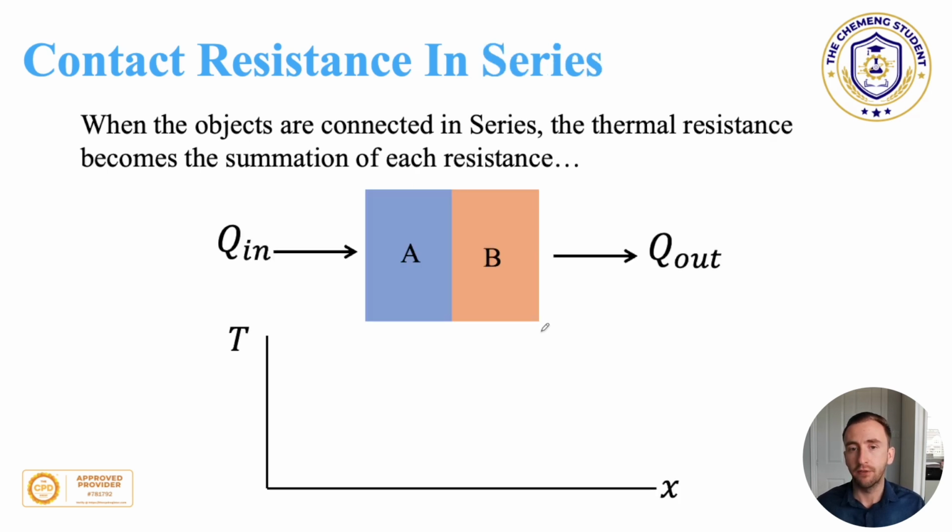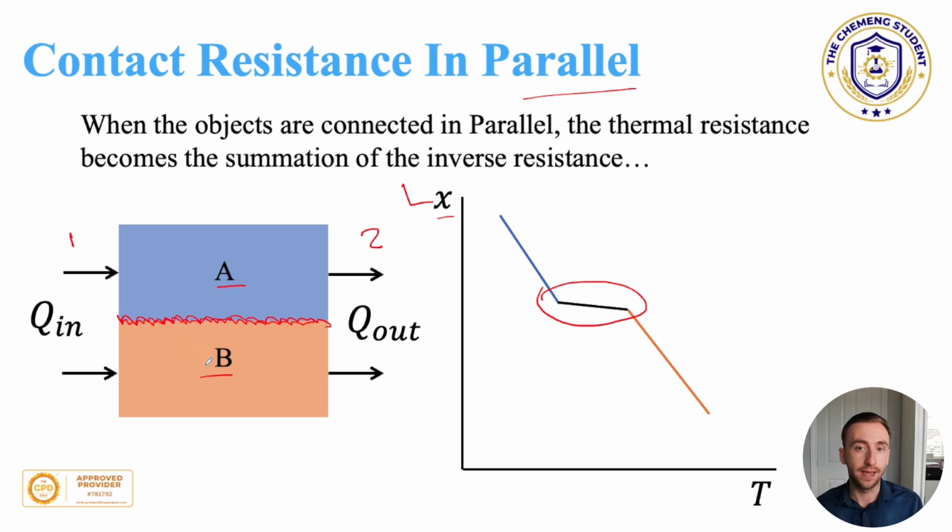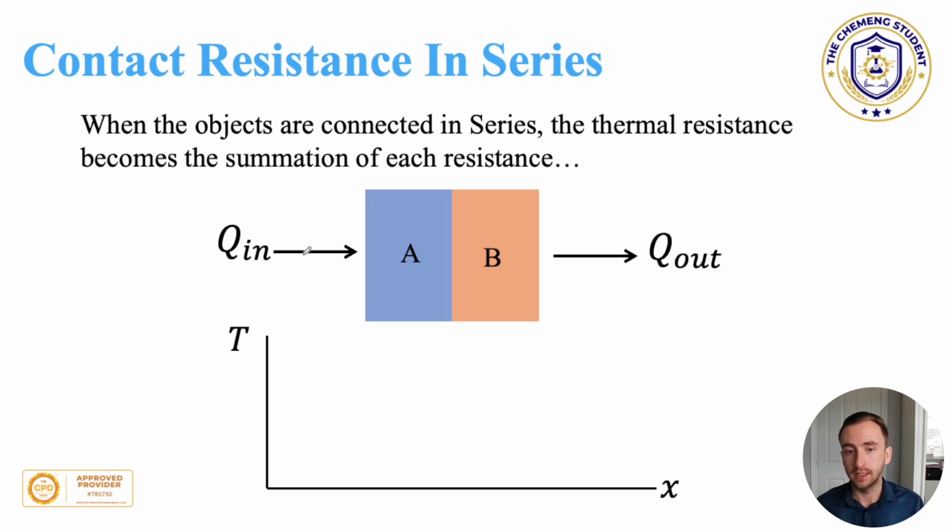Whereas if we take a look at it from the perspective of in series, then what we can see here is that Q must go through material A first. Whereas if we come back to in parallel, it will go through A and B at exactly the same time. Whereas for in series, we have to go through one before the other. And so we will pass through material A, then we have the contact resistance, which is here, and then we will go through material B before the amount of the energy flow comes out the other end.